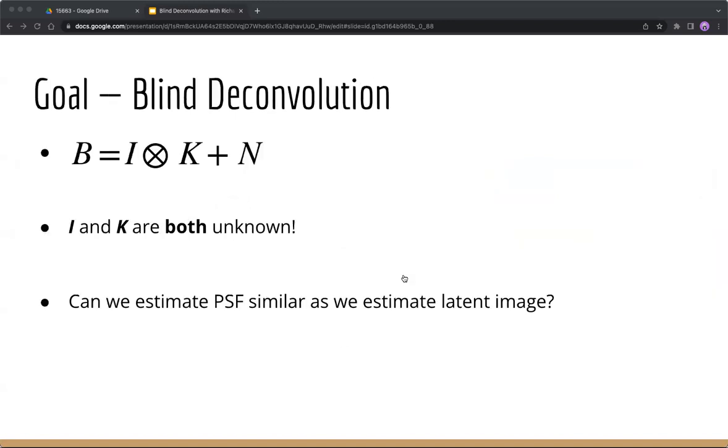Then go back to our initial goal of blind deconvolution. Given that the blurred image is the original image convolved with the PSF plus some noise, we have both latent image and PSF unknown. Since RL algorithm helps with estimation of latent image, can we estimate PSF similarly?